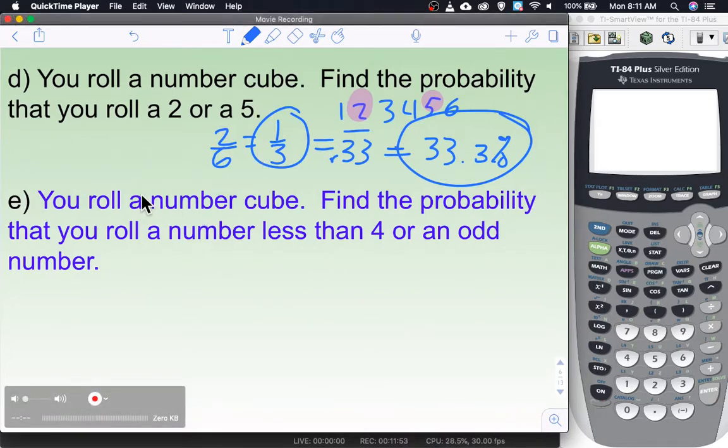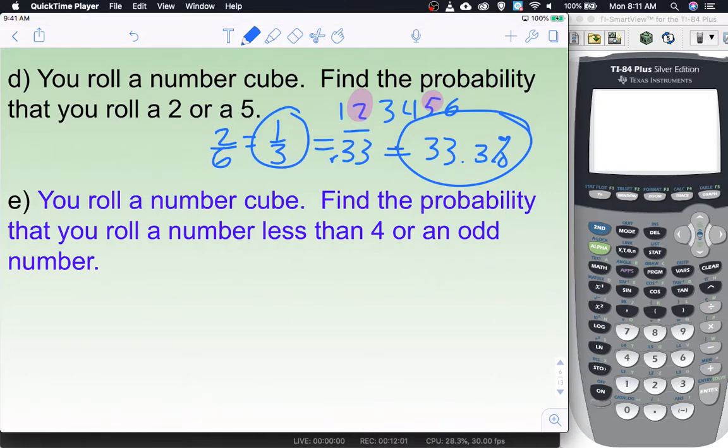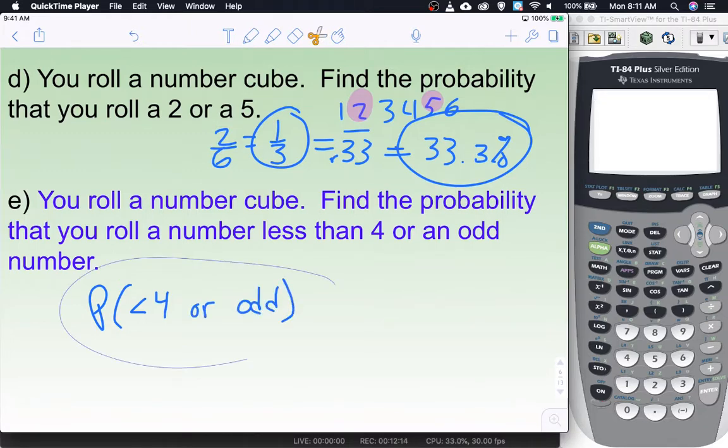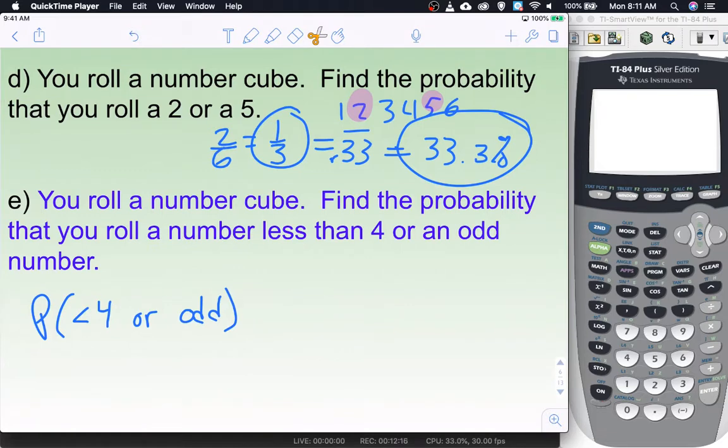One for you. You roll a number cube. Find the probability that you roll a number less than 4 or an odd number. Go ahead and pause the video and try that one right now. Okay, so probability of a number less than 4 or odd. That to me sounds like there's going to be some overlap in the numbers. And we can double check that.